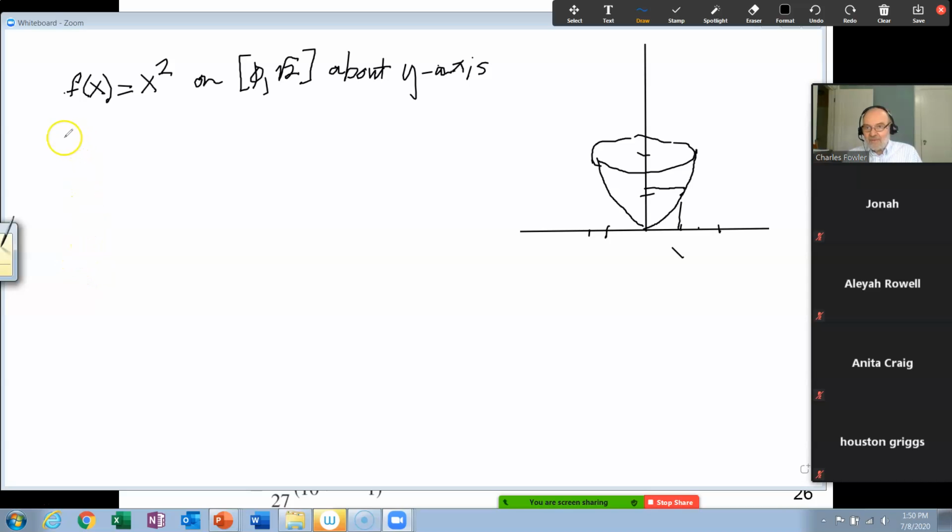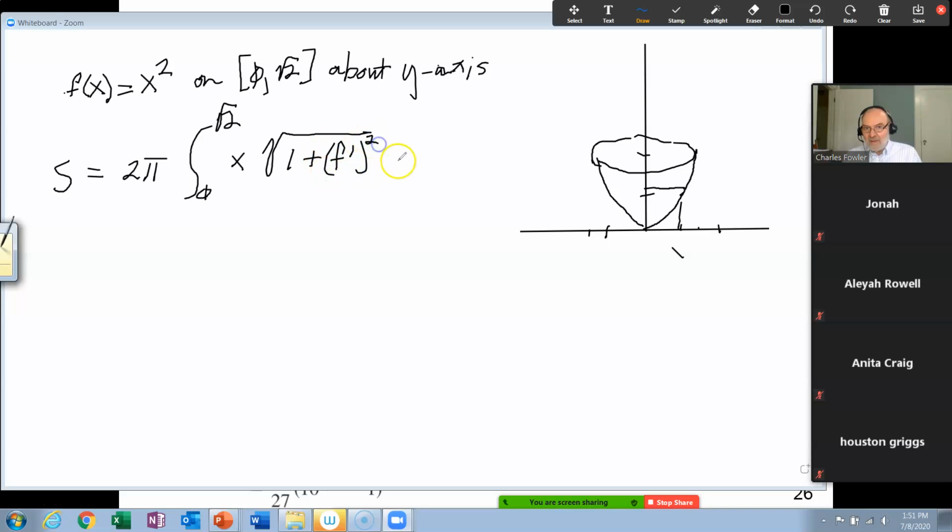So your surface area will be 2 pi times the radius, which is x, and x is going from 0 to root 2. And then your arc length is going to be the square root of 1 plus f prime squared dx. Alright. So, one thing we've got to do is find out what f prime is.